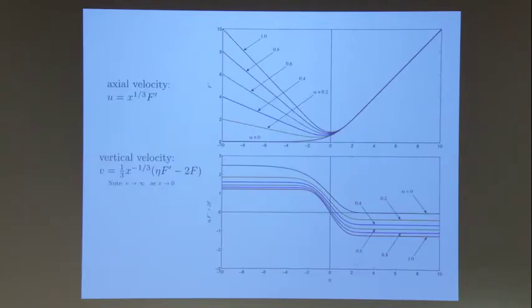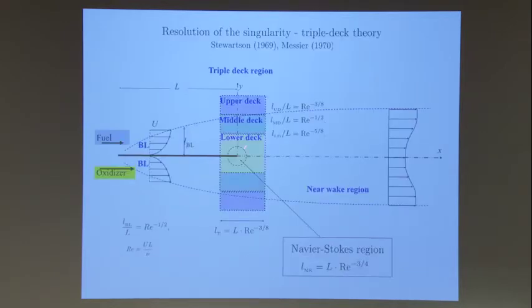But the problem with this flow, with the Goldstein solution, is that it has a singularity at the trailing edge of the plate. When x goes to 0, it becomes infinite. So the solution is not valid there. In other words, the solution is valid here, but it's not valid near the tip. Near the tip, you actually have the full Navier-Stokes equations to solve. What describes the flow is the full equations.